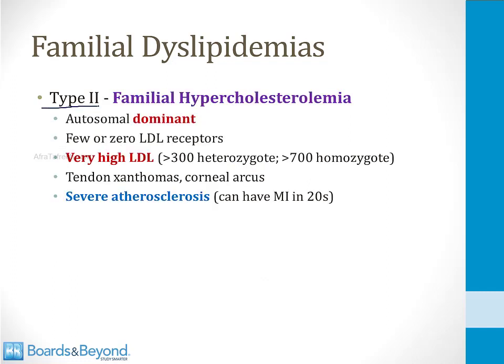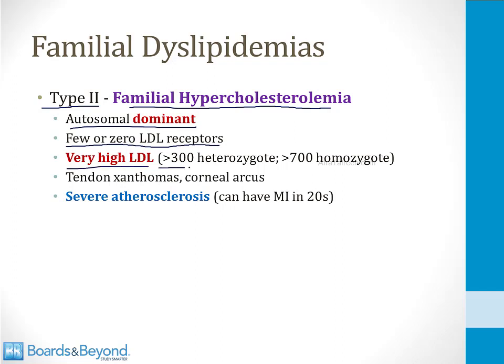A type 2 familial dyslipidemia is called familial hypercholesterolemia, and the problem in this condition is that the total cholesterol and LDL cholesterol levels get very high. This is an autosomal dominant condition, and there are relatively few autosomal dominant conditions. So when you come across one, you should take note, and this is one of them. The problem in this dyslipidemia is that these patients have few or zero LDL receptors. As a result, they cannot clear LDL from the plasma. This means their LDL will get very high.